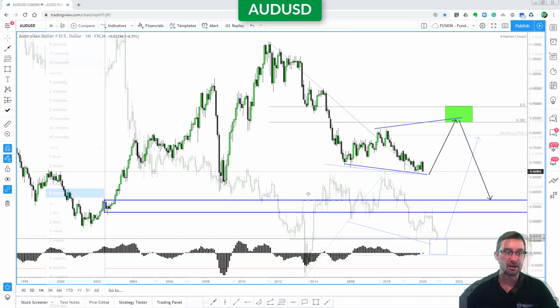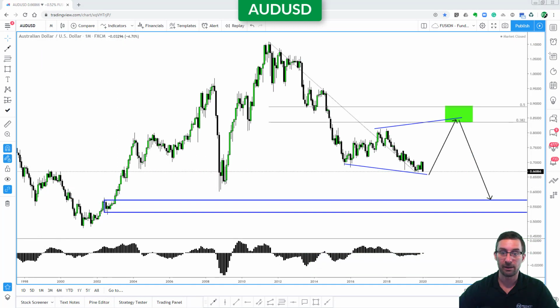Alright, next up, Aussie dollar, US dollar. This is one I looked at last year for a potential reversal, but we didn't get that reversal last year. There was some trade wars keeping this market down. But the technicals still haven't changed.